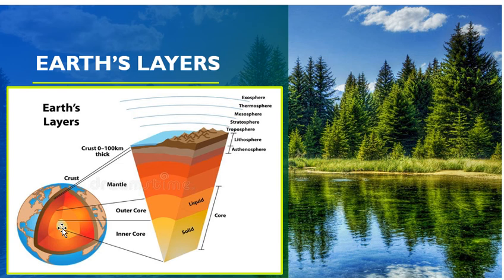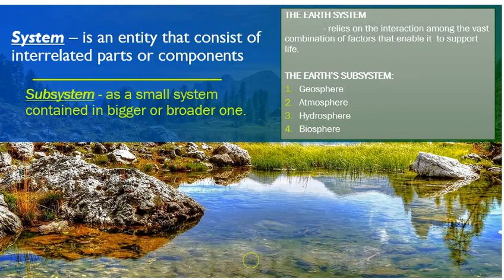Next, let's proceed with lesson 2, which is about the Earth's subsystem. But first, let us define what a system is. When we talk about a system, it is an entity that consists of interrelated parts or components. For example, the Mindanao State University system.